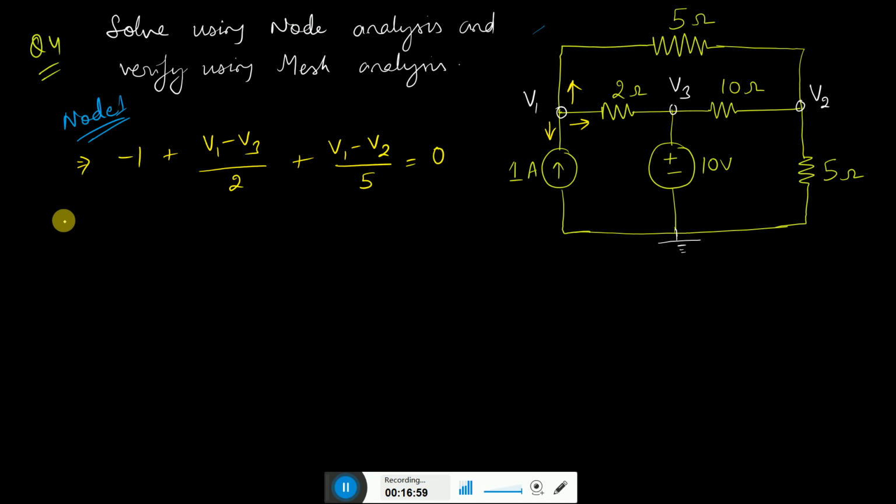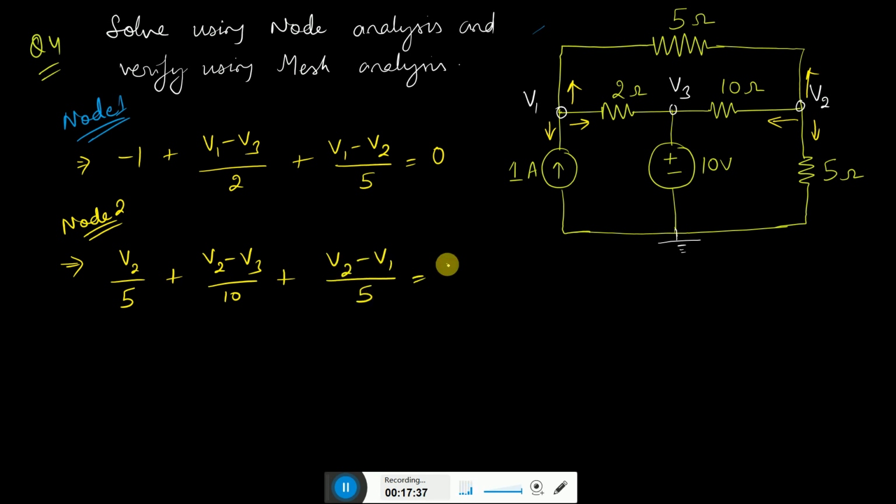Similarly, let us write it for node 2. This is node 2, and how many elements are connected? 1, 2, 3. So there are 3 terms possible, and let us assume all are going out. From V2 to the reference, it is V2 by 5. From V2 to V3, it is V2 minus V3 by 10. From V2 to V1, it is V2 minus V1 by 5. This is equal to 0. So we have the equations done for node 1 and node 2.